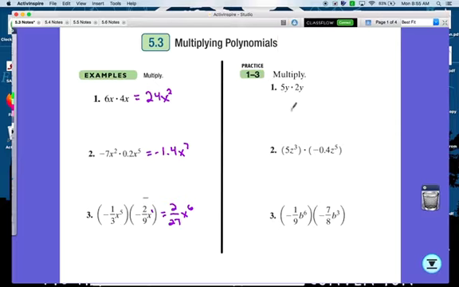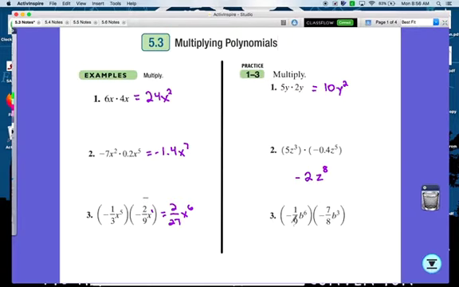All right, you can try these practice, and then I'll write the answers. All right, for 1, 5 times 2 is 10, and then the y to the first gives me y to the second. All right, for 2, you got 5 times a negative 0.4, so negative 2. And then z to the 3rd and z to the 5th give me z to the 8th.